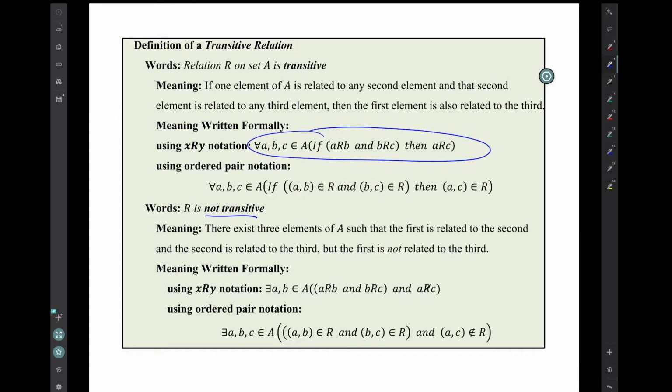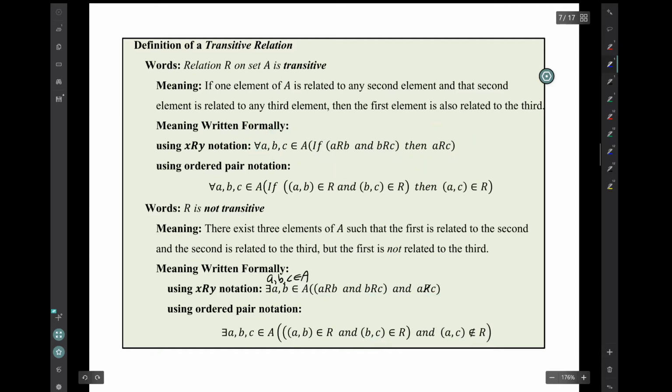That means here we should have: there exist A, B, C in set A such that A is related to B and B is related to C, but A is not related to C. So that means the ordered pair A comma B is in the relation, and the ordered pair B comma C is in the relation, that is, in the set R. But this ordered pair is not in the set R. So that's what it means for a relation to not be transitive.